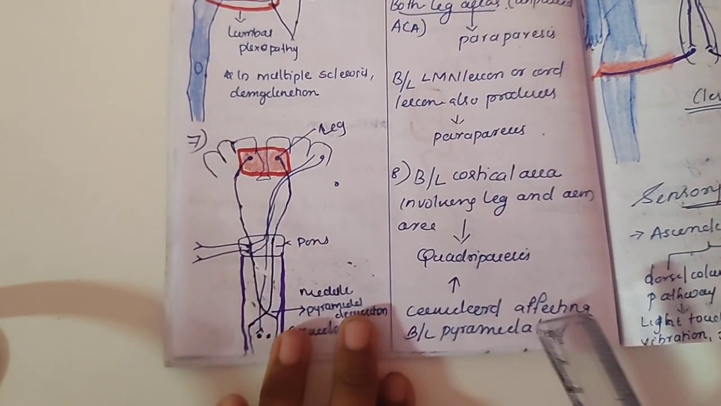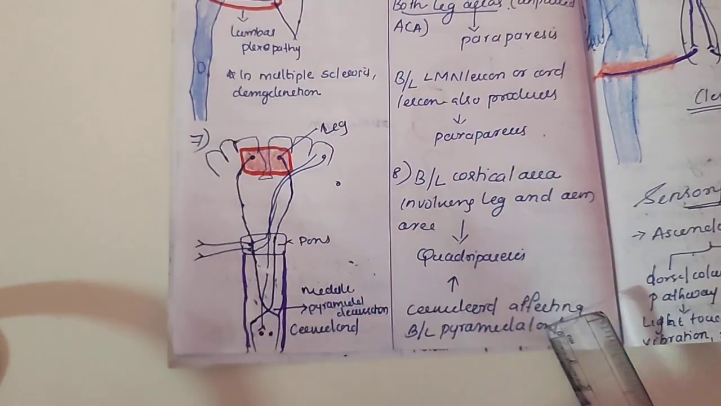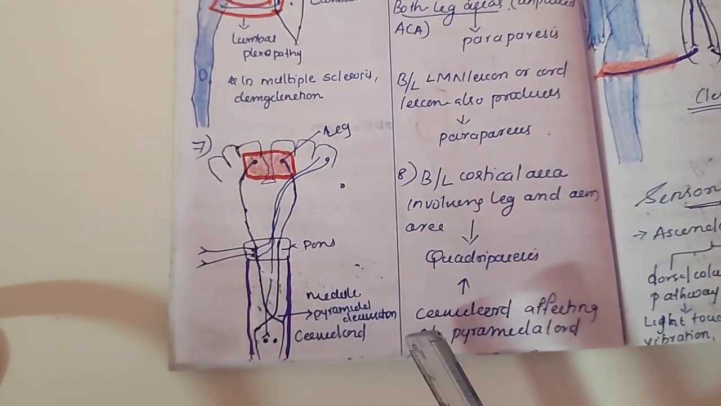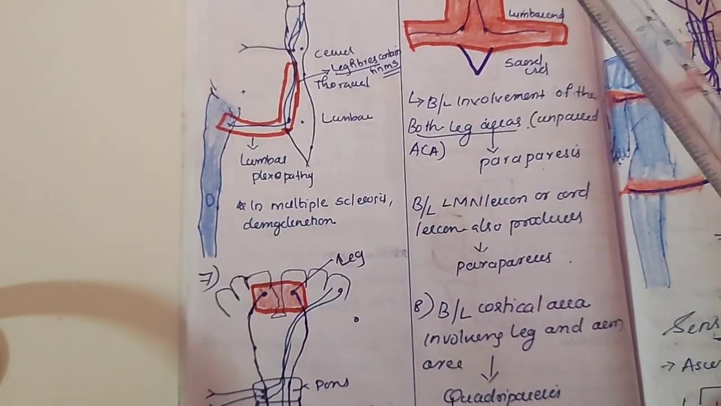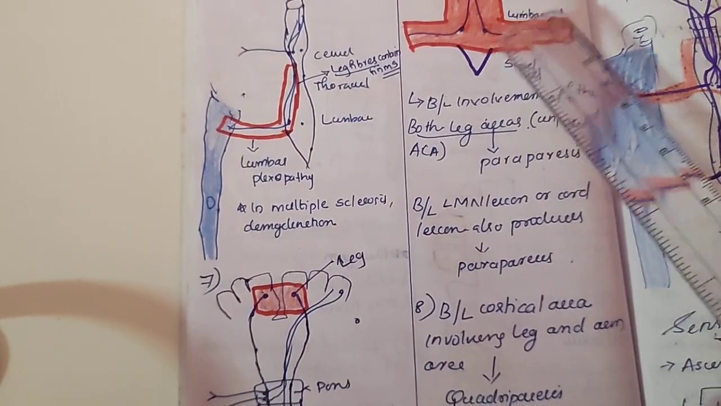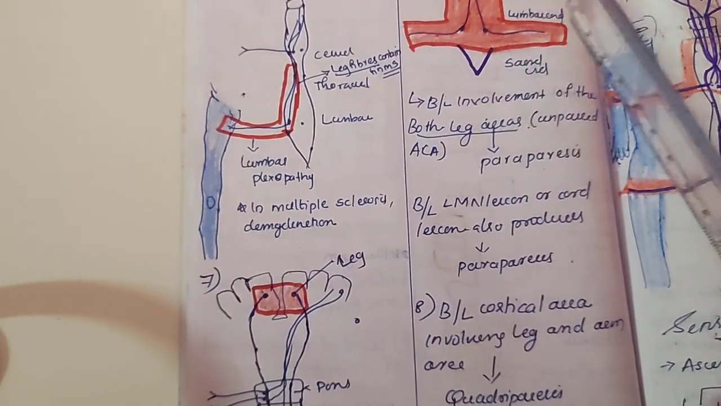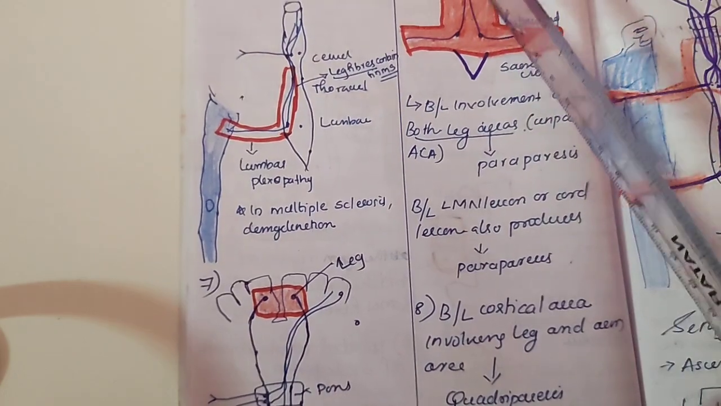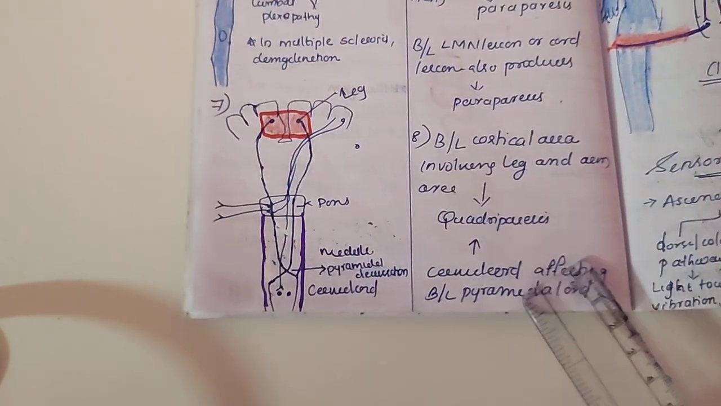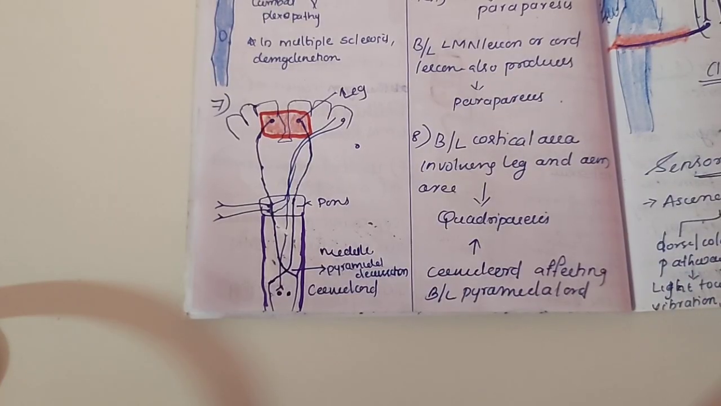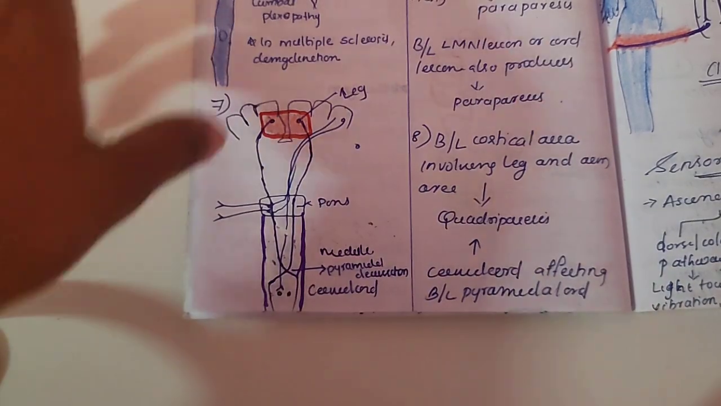So the cervical cord affecting the bilateral pyramidal tracts. Here it was the thoracolumbar cord that was affected. Here the cervical cord is affected, that is, the bilateral pyramidal tracts.